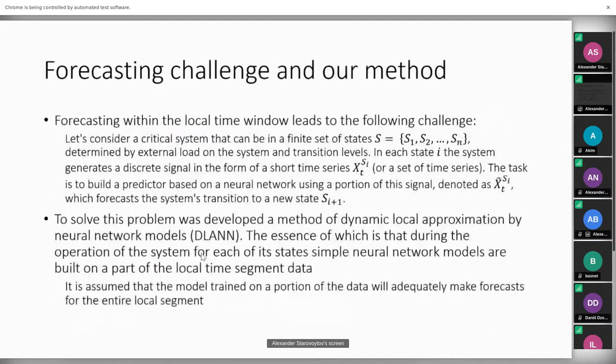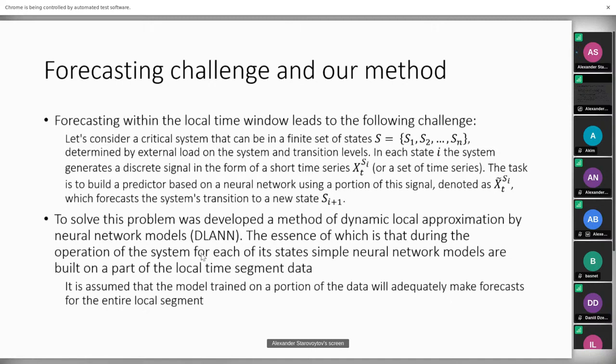Now let's talk about our forecasting challenge and our methods. Forecasting within the local time window leads to the following challenge. Let's consider critical systems that can be in a finite set of n states, determined by external loads on the system and transition levels. In each state i, the system generates a discrete signal in the form of a short time series, x(t), or a set of time series. The task is to build a predictor based on a neural network using a portion of this signal, denoted as x(t) with a tilde, which forecasts the system transition to a new state, i plus one.